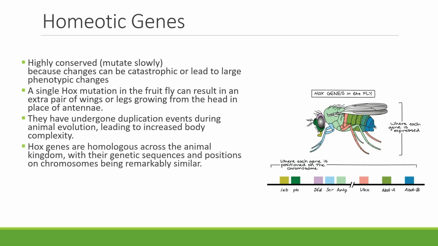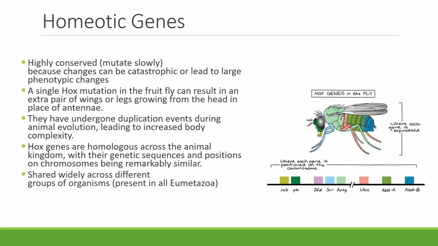These Hox genes are also called homologous, meaning they are inherited genes sharing a common heritage. And the genetic sequences are highly similar. So, across a multitude of species, we see little change, and that means that they're going to be very similar in their genetic sequence. In fact, in all eumetazoa, they're very similar.